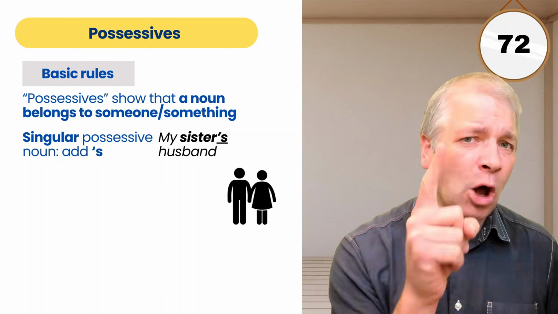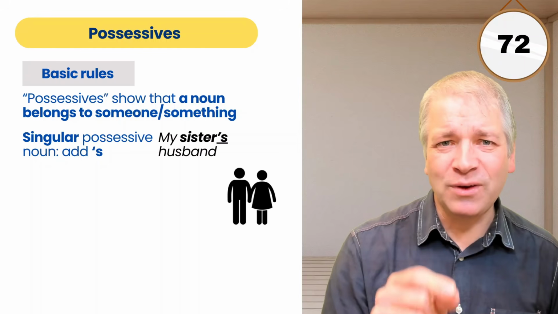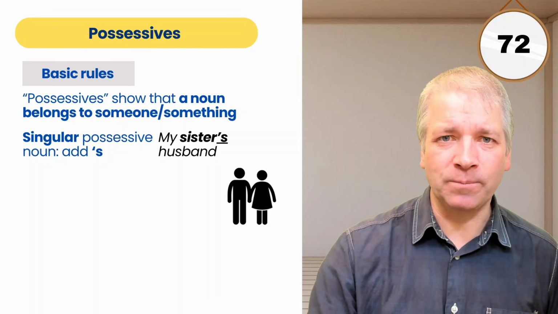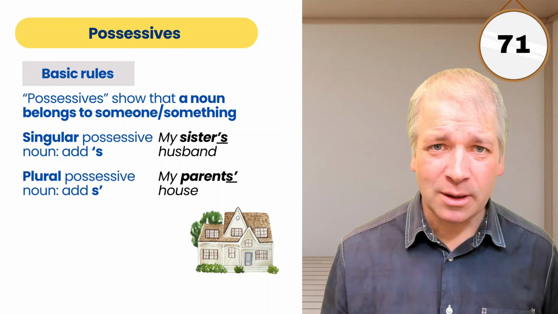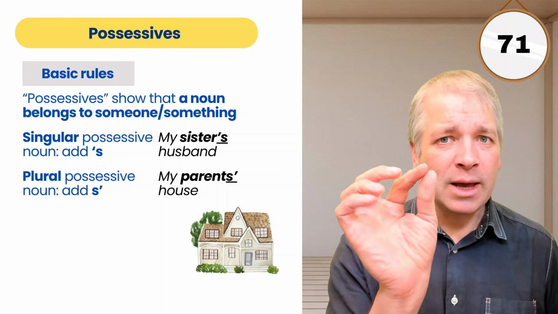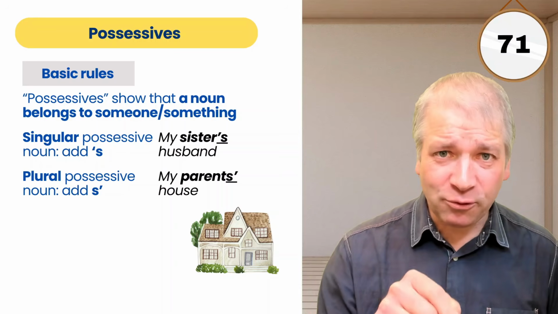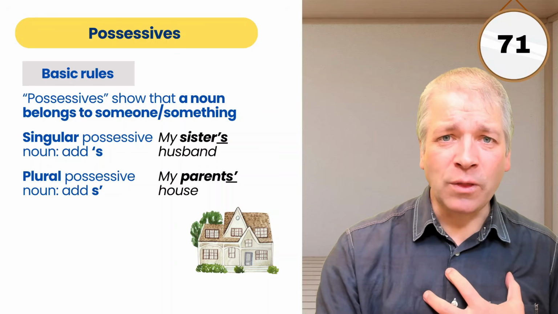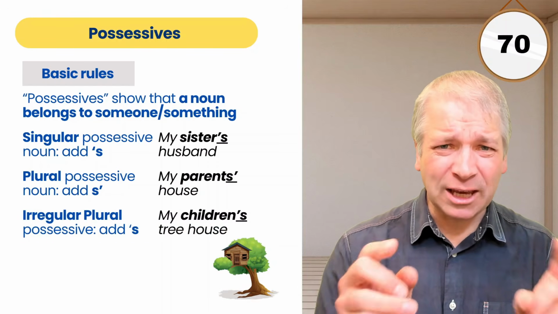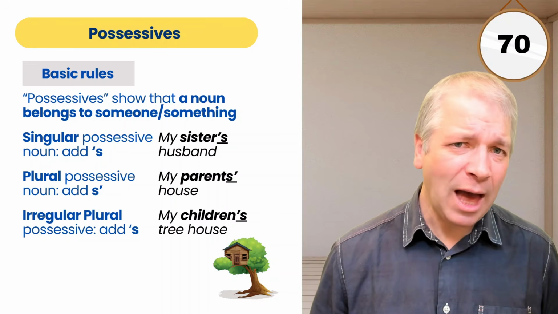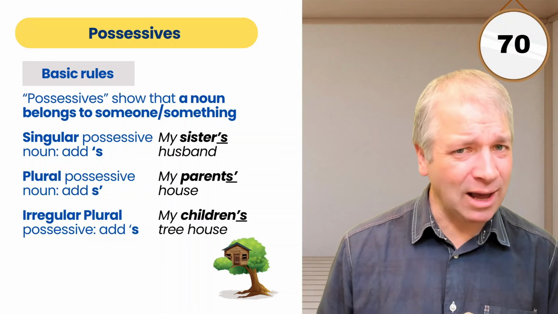Now, I'm talking about only one sister here. And when there's only one, we add apostrophe S at the end in that order. In the next example, I'm talking about my parents' house. But I've got two parents. So here there's a change because parents is plural. Here we go S apostrophe instead to show that the house belongs to my parents. There are lots of irregular forms with plurals though, and when we have irregular plural possessives, then we add apostrophe S like it's a singular.